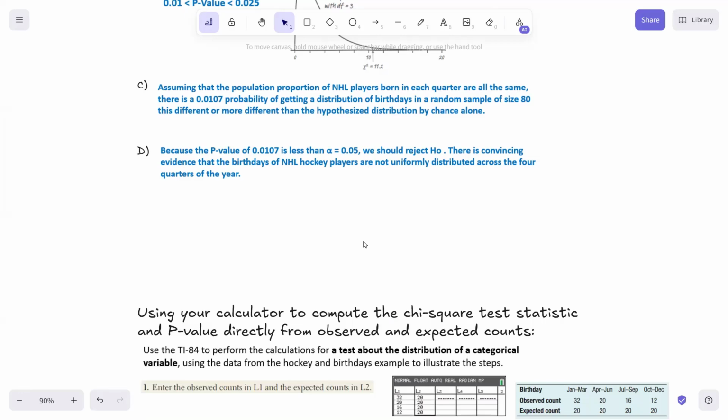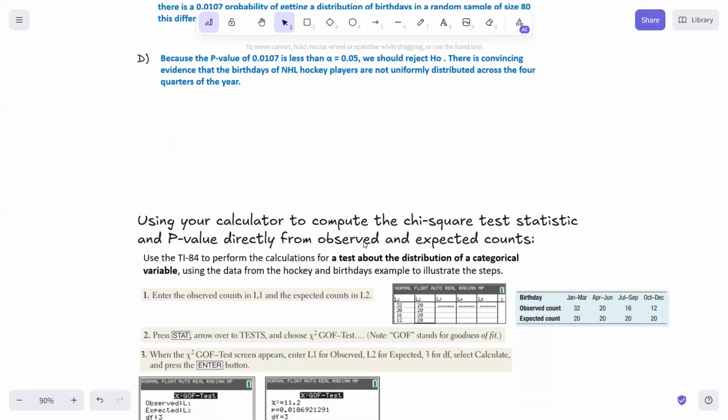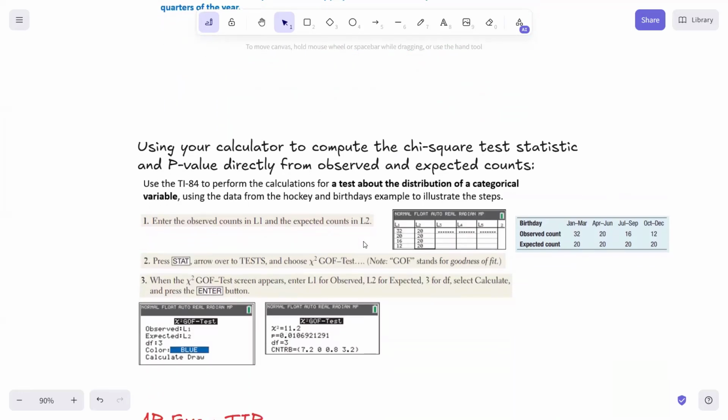Now, you can use your calculator to compute the chi-square test statistic and p-value directly from the observed and expected counts. In the TI-84, you can do this by plugging in the observed and expected counts into your lists. Notice you have 32, 20, 16, 12. That corresponds to the observed counts here, and then the expected counts here as well. And remember, if you get a decimal value for the expected count, that's fine. Don't round it. Put that decimal value in here.